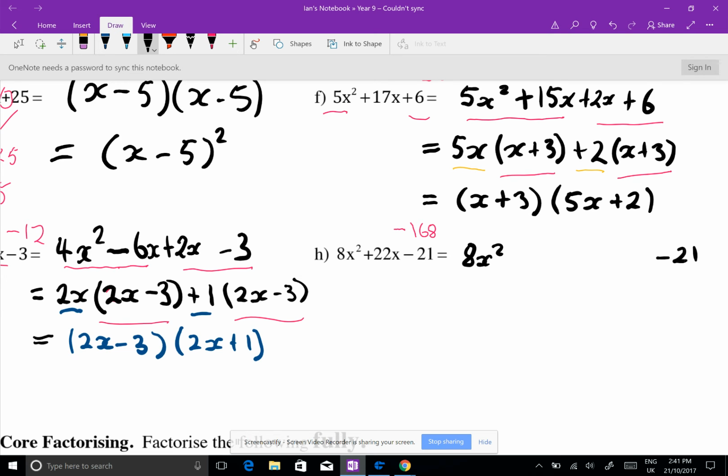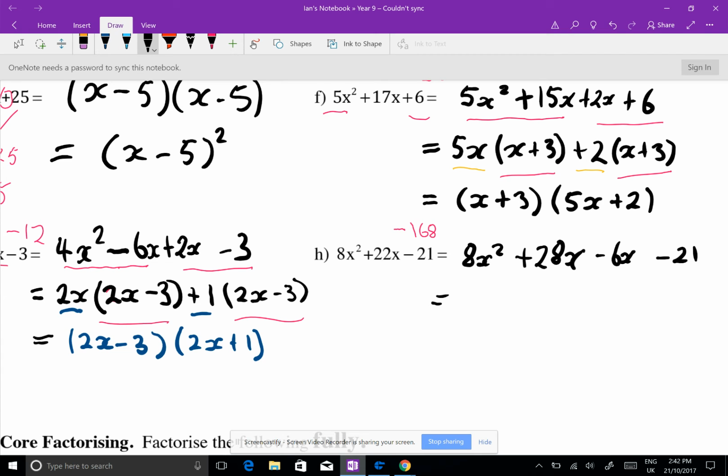It's pretty hard to find factors of 168. I had to do this on my calculator. I had to spend a bit of time doing this. But in the end, I found that the two numbers that multiply out to -168 and add up to 22 are plus 28x minus 6x. And you can check them out, but they do.